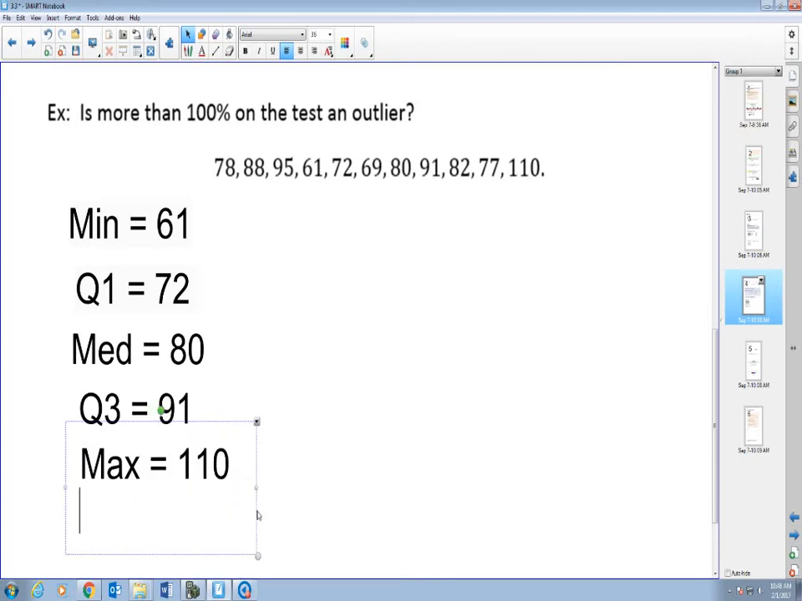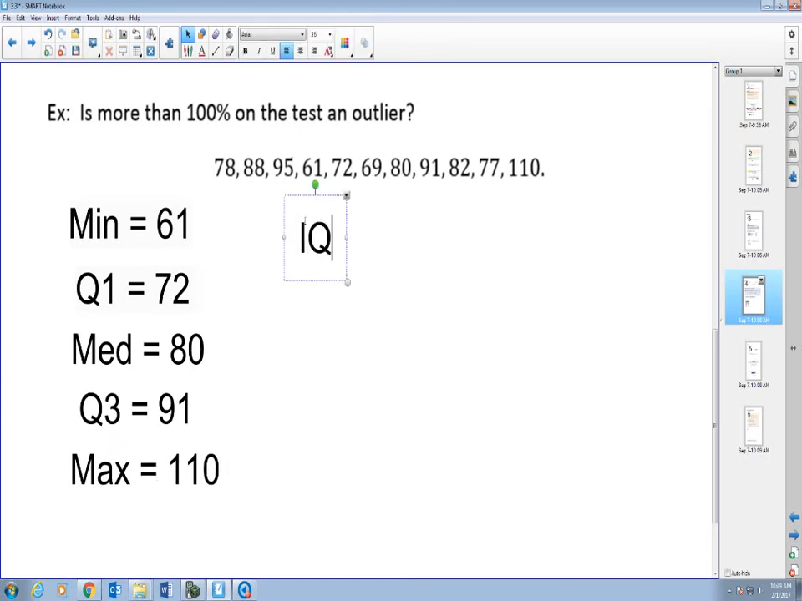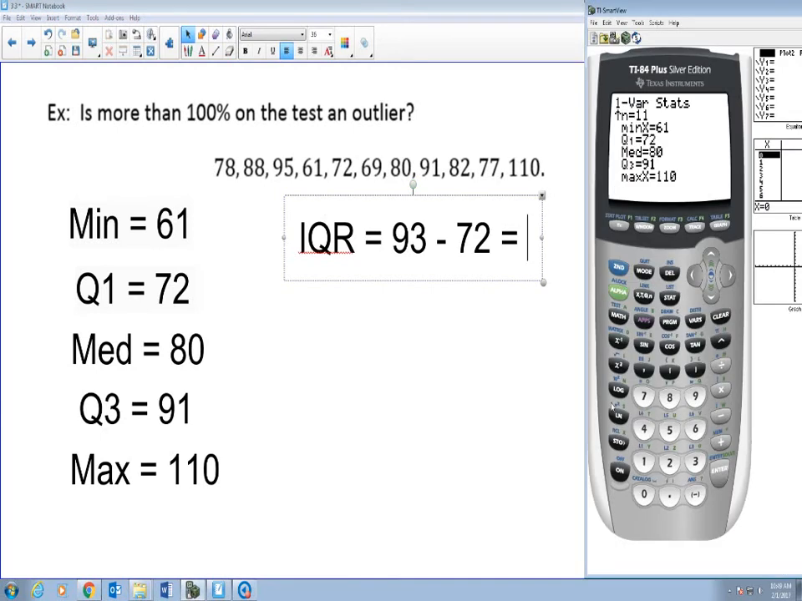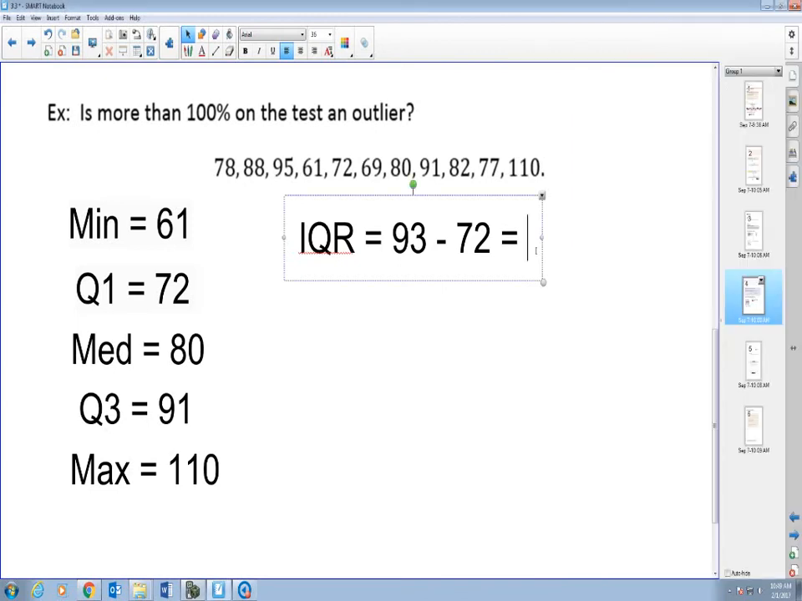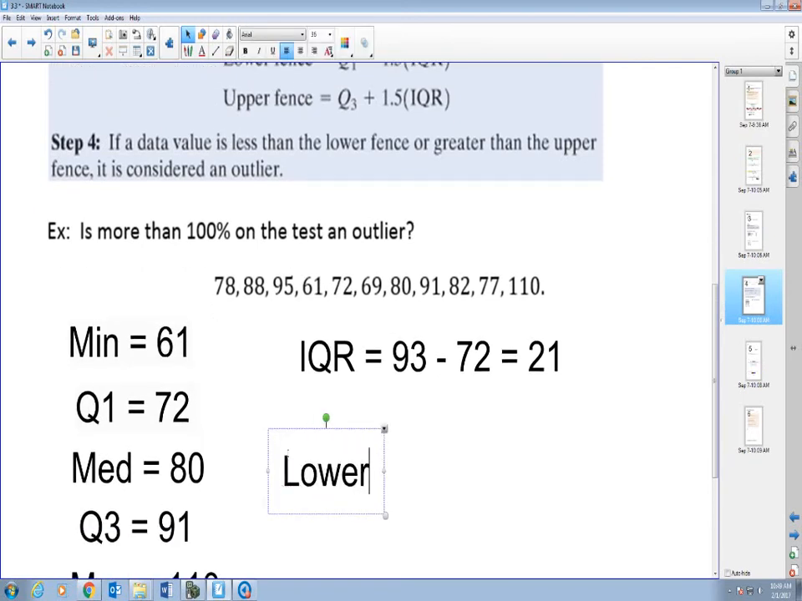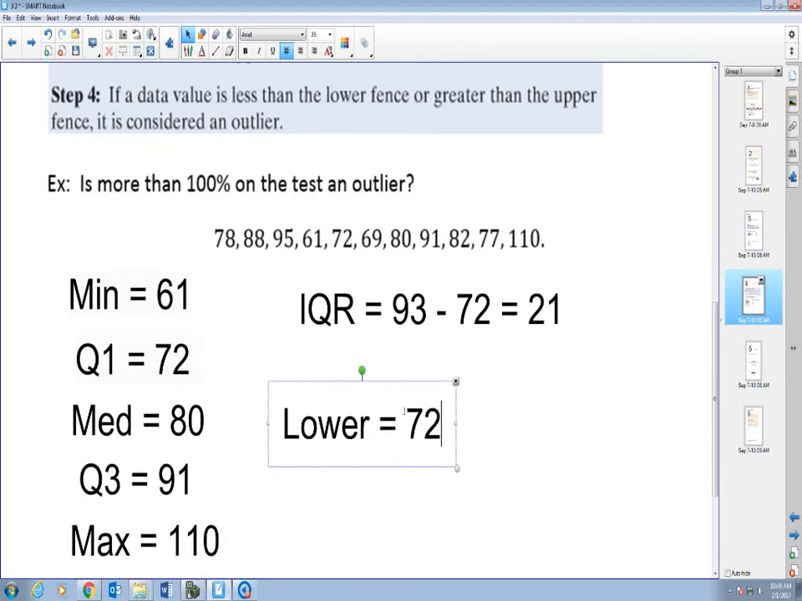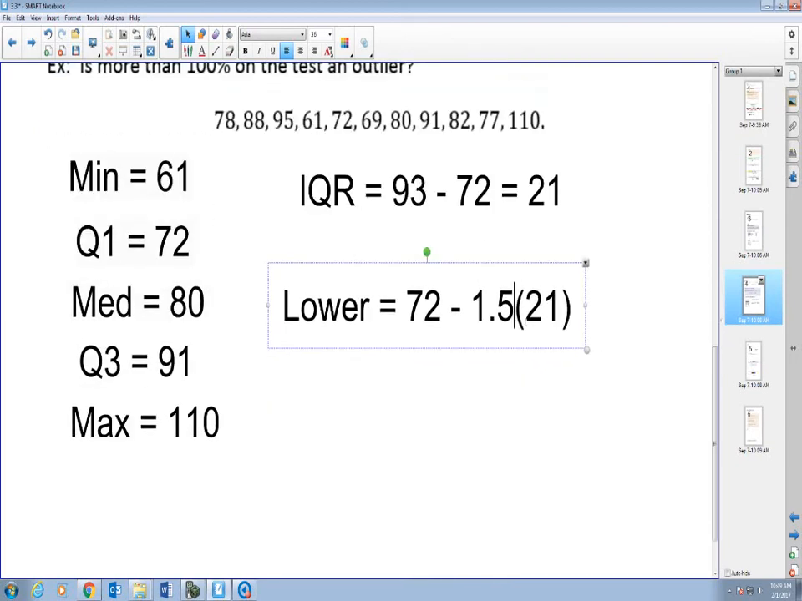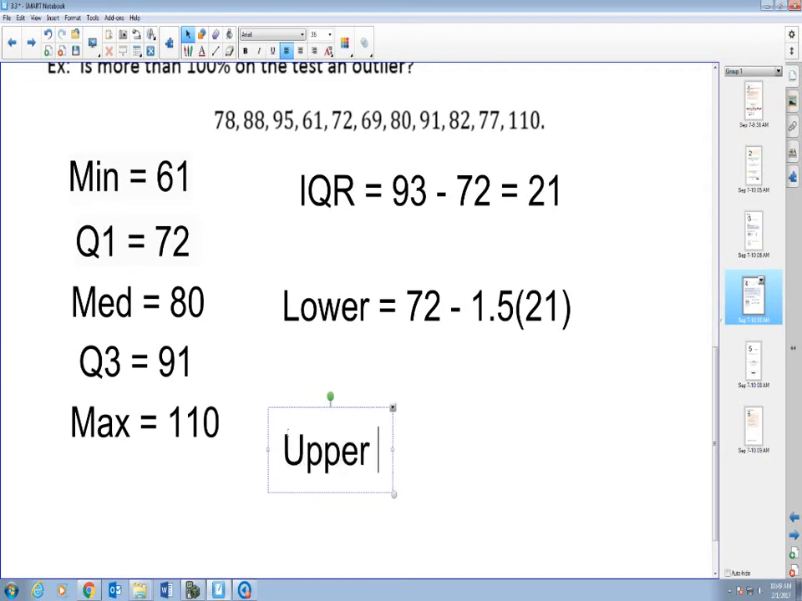So before I do my fences, I'm going to find the interquartile range, which is my Q3 minus my Q1. My interquartile range is 21 points. Alright. So for the lower fence, that would be Q1, 72 minus 1.5 times the interquartile range, 21. Your upper fence, take Q3 plus 1.5 times your interquartile range. So basically what we are doing mathematically is expand 150%, give an extra 50%, from the lowest and from the highest value.